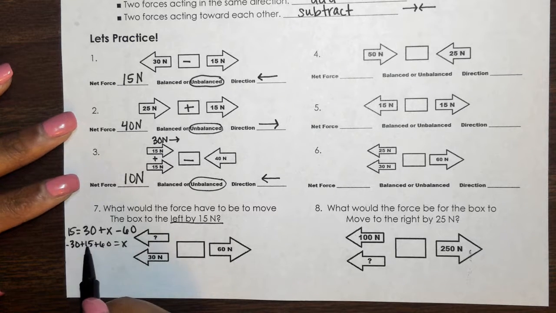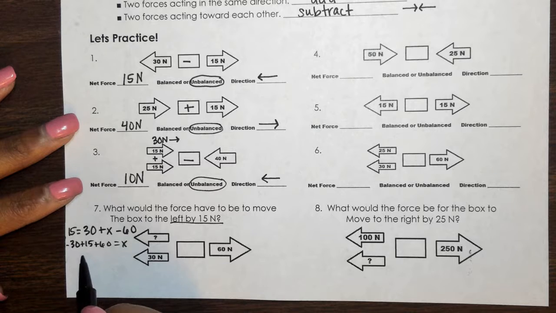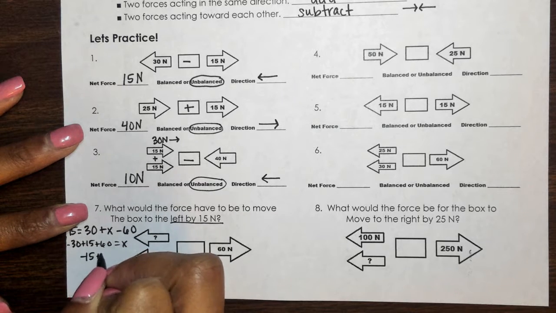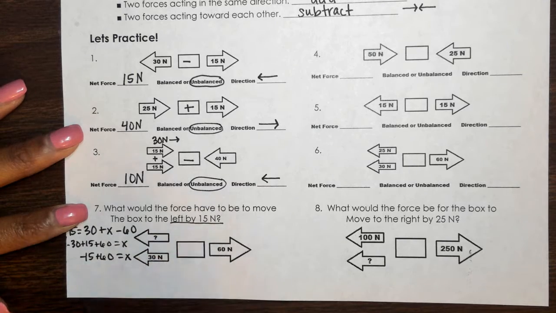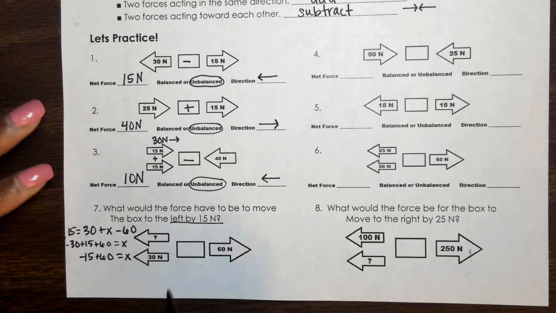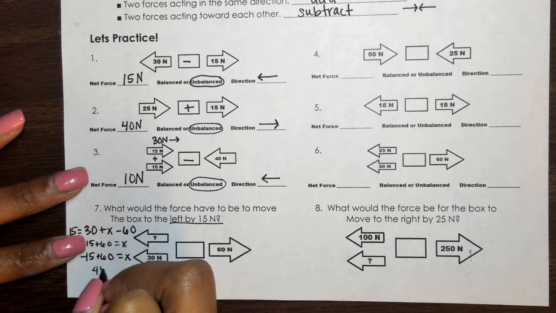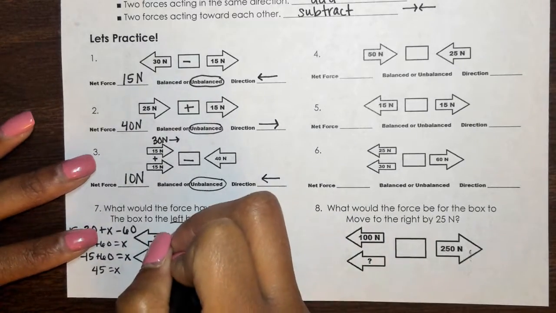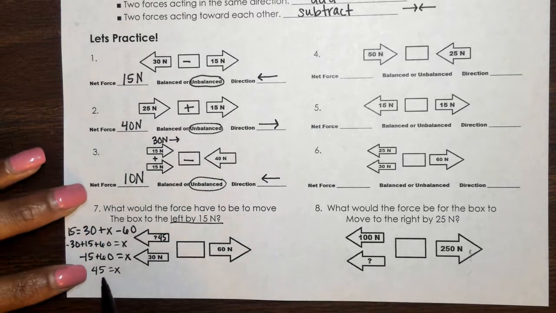Negative 30 plus 15 is just negative 15. So I'll do those first. And then negative 15 plus 60 is 45. So 45 is equal to x. Now I want to plug in and make sure that this works. So my answer I got was 45.